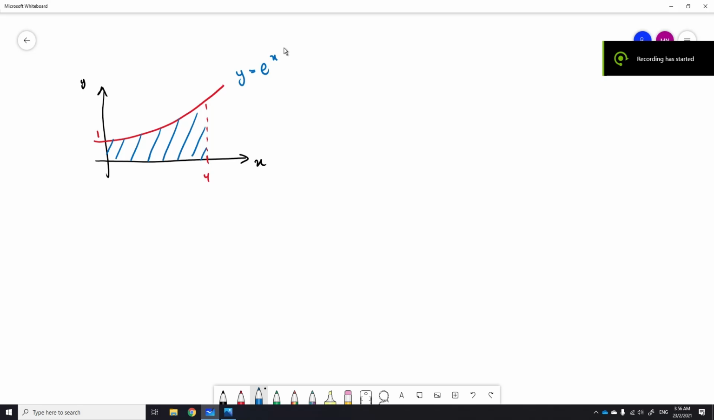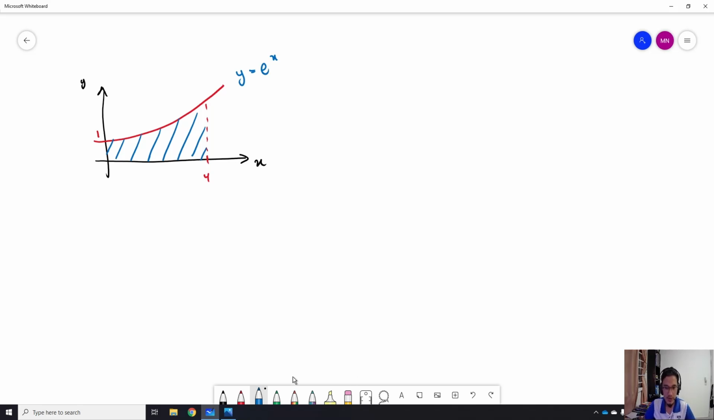Alright, so this part we will look at how to find the volume of solid generated. Okay, this is about volume of solid. So we have a shaded region on the graph of y equals e to the power of x. How do we find the volume of solid generated when the area is rotated 360 degrees on the x-axis? The arrows indicate that it rotates on the x-axis.